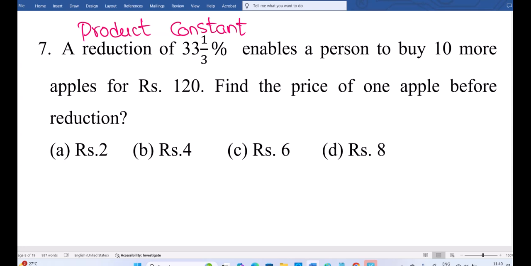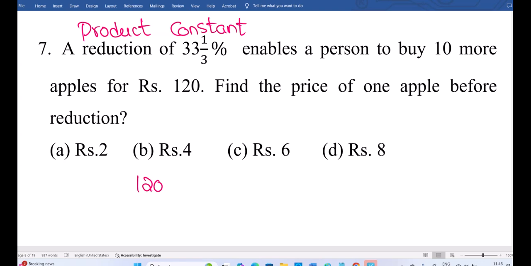Now listen, you just think practically. Okay, you went to the shop with 120 rupees. Price is reduced by how much percentage? 33 1 by 3. Then how much savings is there? In that product constant, see the expenditure or final value is same. Here 120 rupees is there last month. Let us say you went to the shop last month and this month.